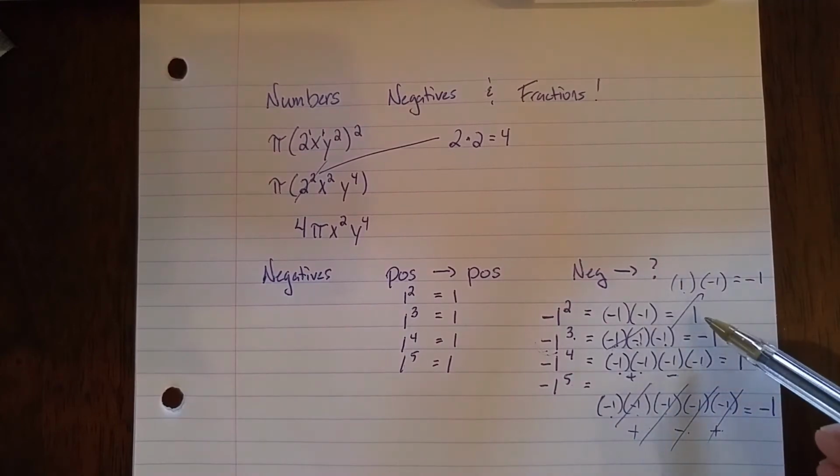So look at the pattern that we have here. Positive, negative, positive, negative. What do you think 1 to the 6th would be? If you said positive, you're right. It just follows that alternating pattern. Positive, negative, positive, negative. So what's the difference?